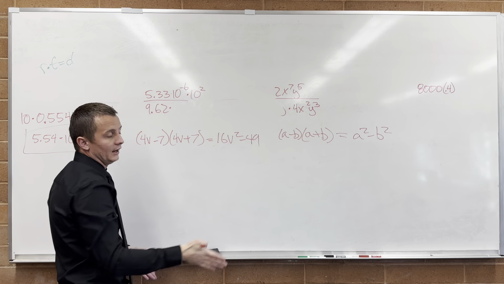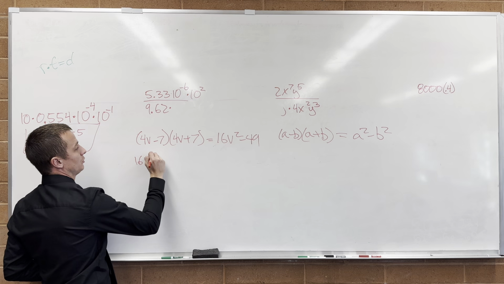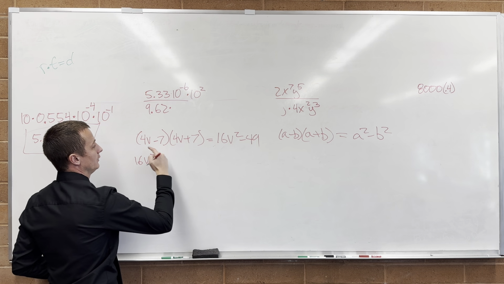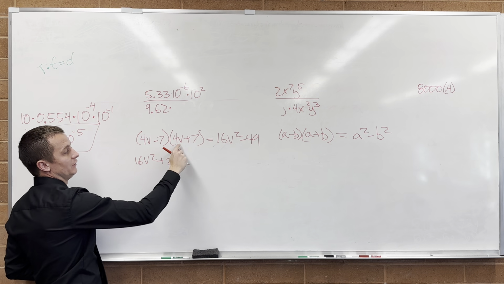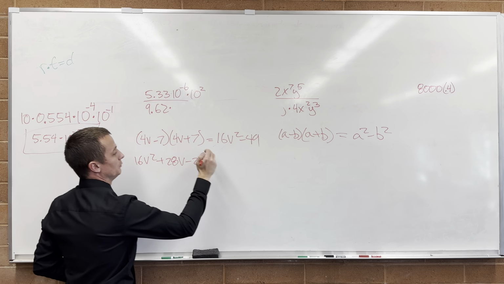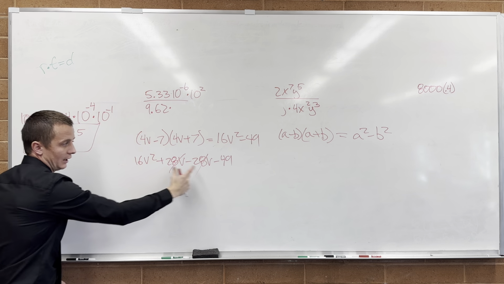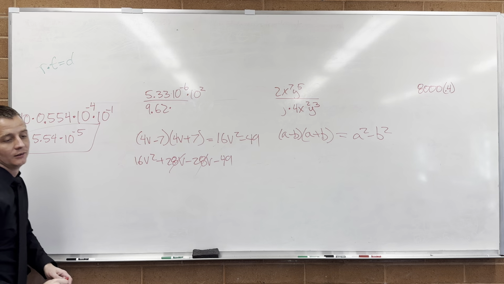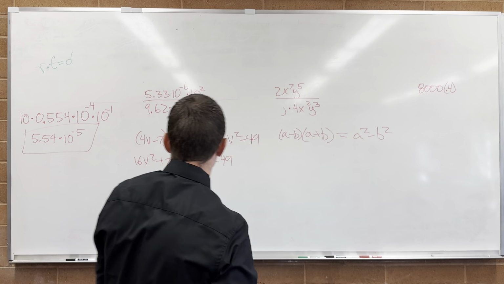Or you can work it out by hand and get the exact same thing. So 4v times that gives us our 16v squared. 4v times that gives us our plus, what's 4 times 7? 28. Then negative 7 and 4v gives us minus 28v. And then negative 7 and positive 7 gives us minus 49. And notice the 28v and minus 28v cancel out, and you're left with that and that. So you never have to use that formula, but you have it in case you want it.